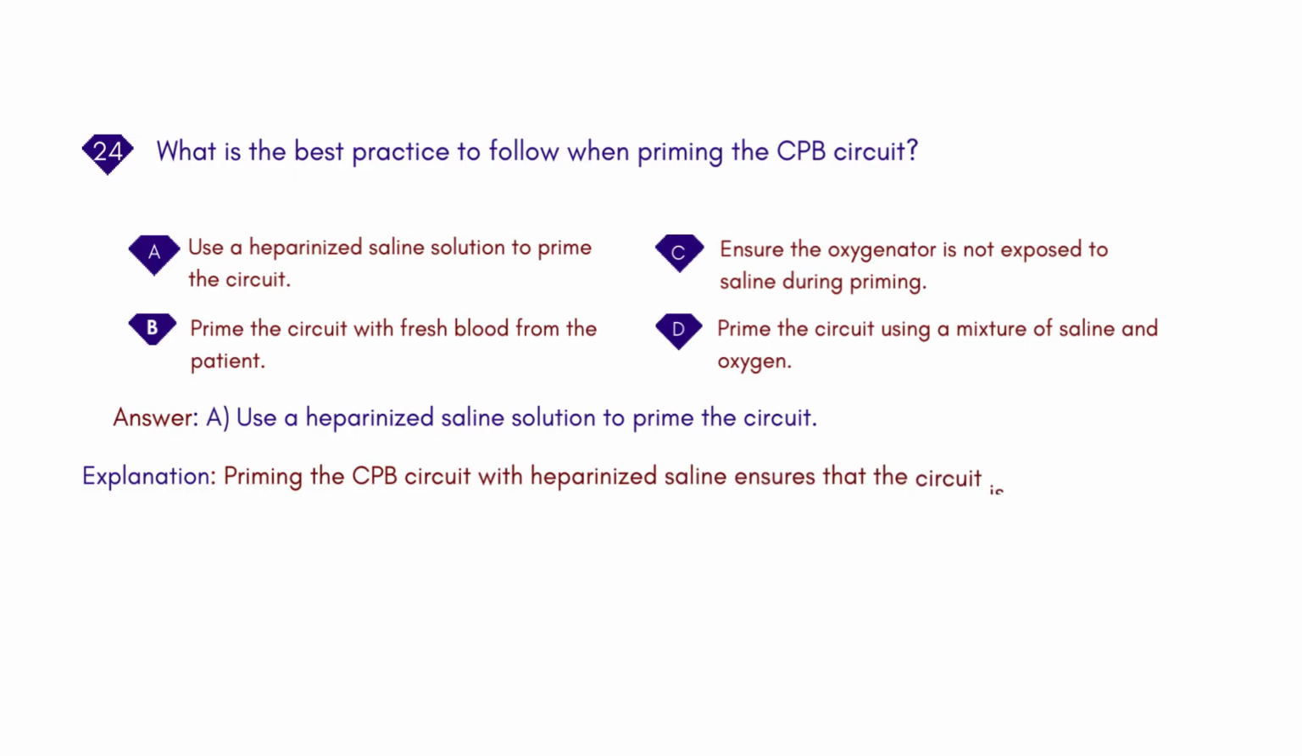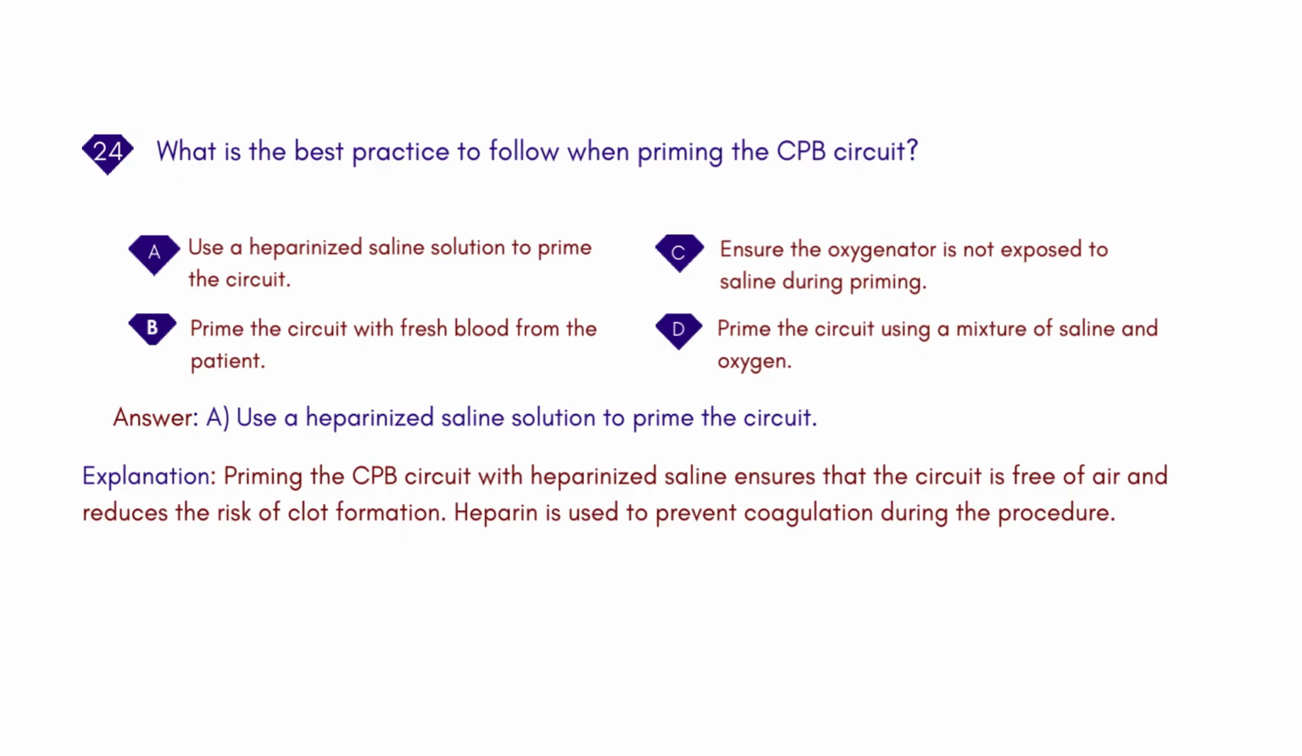Explanation: Priming the CPB circuit with heparinized saline ensures that the circuit is free of air and reduces the risk of clot formation. Heparin is used to prevent coagulation during the procedure.